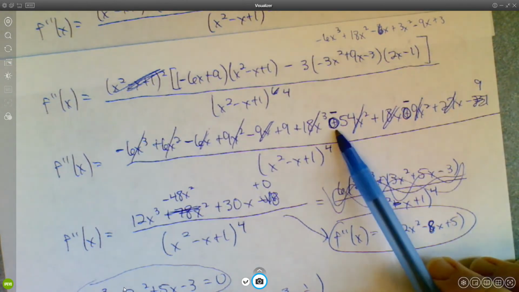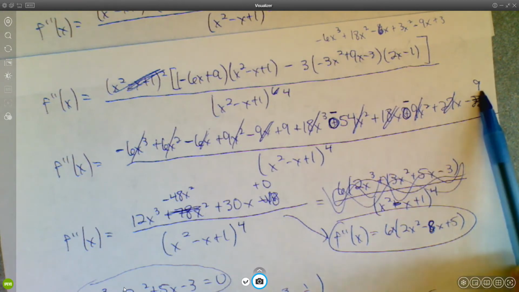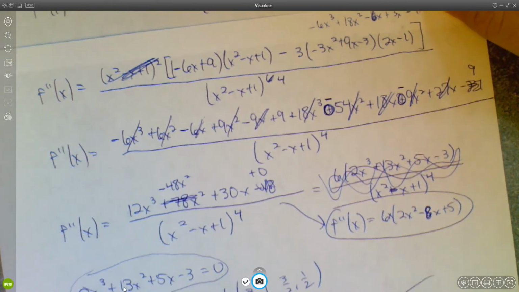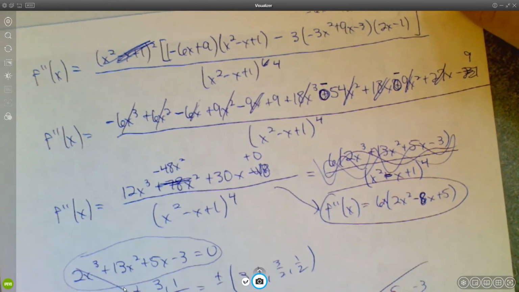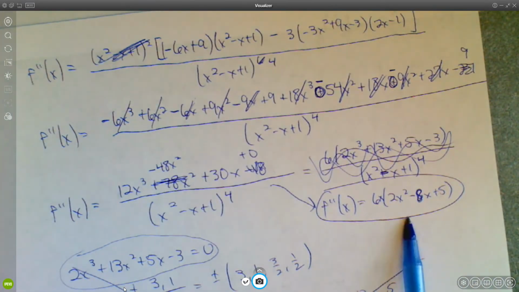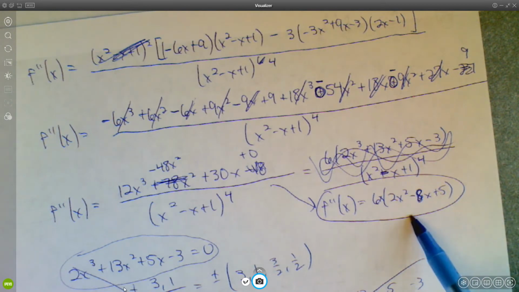So I was wrong on the signs on a couple of terms, and then the very last term I put down 27 when it should have been 9, which is kind of strange. I just wasn't paying close enough attention, I guess. But anyway, this is the second derivative that you should end up with, of course, divided by x squared minus x plus 1 to the 4th power.